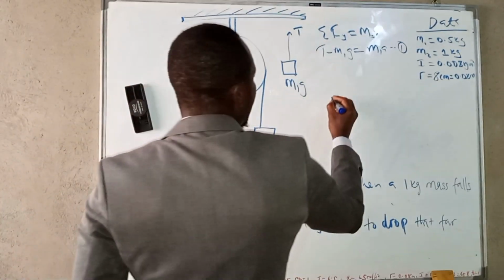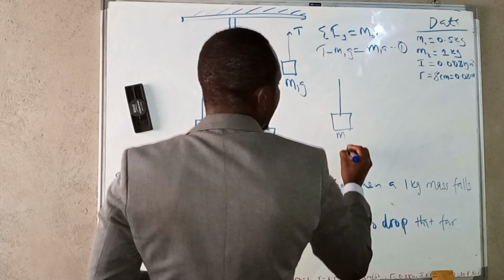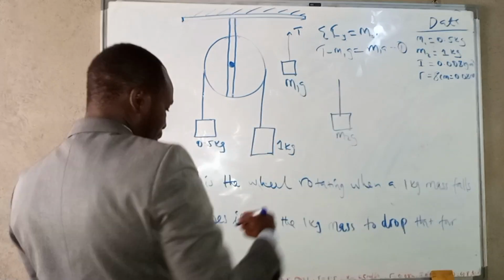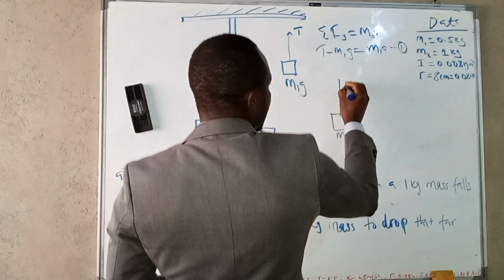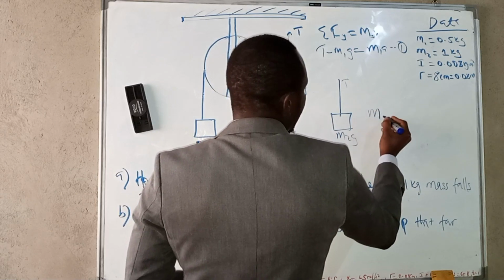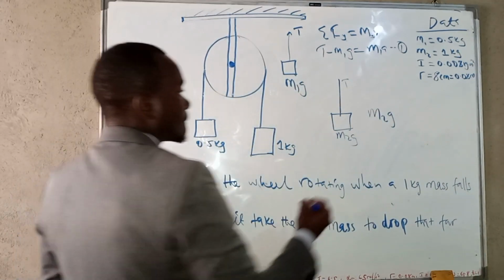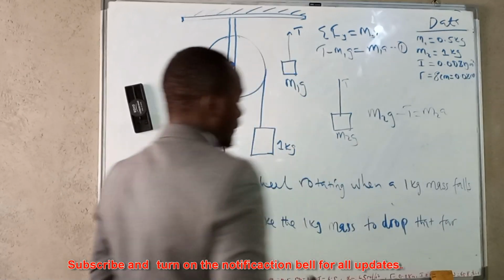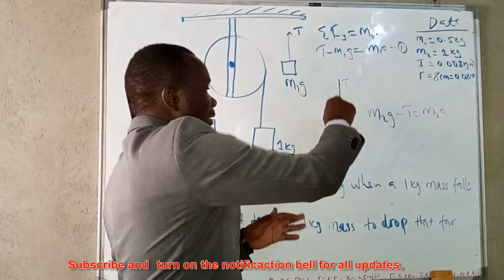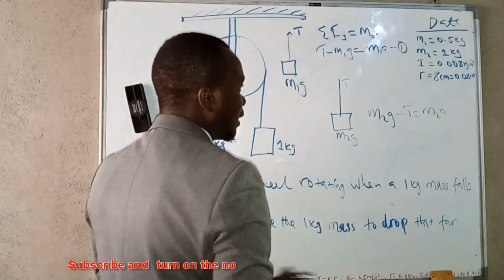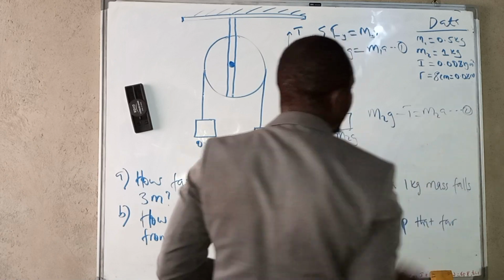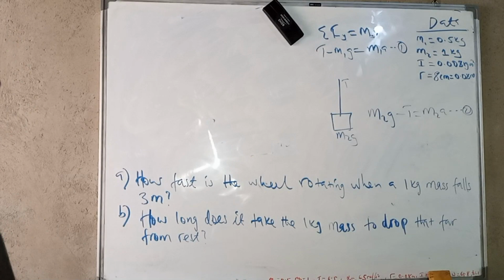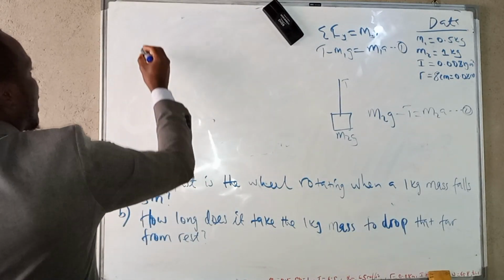For M2, we have M2G, and since it is coming down, and this is T, we have M2G minus T, which must give us M2A. Since it is coming in this direction, this will be positive and this will be negative. Let us call this equation number 2. From this point, let us add equations 1 and 2.